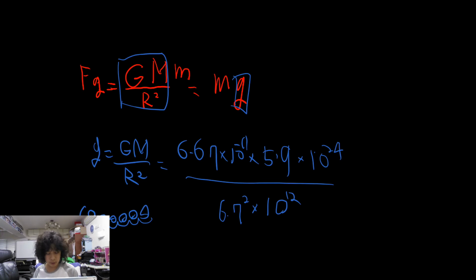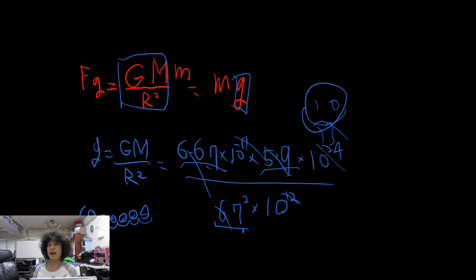And now you can do some calculations. Like this negative 11 and this 24 you get 13, and this 14 you get 10. So this times this divided by this, 6.7 times this divided by this, is about equal to 1 because they're all close to 6, so it's around 10, and if you do it very precisely, you can get about 9.8.